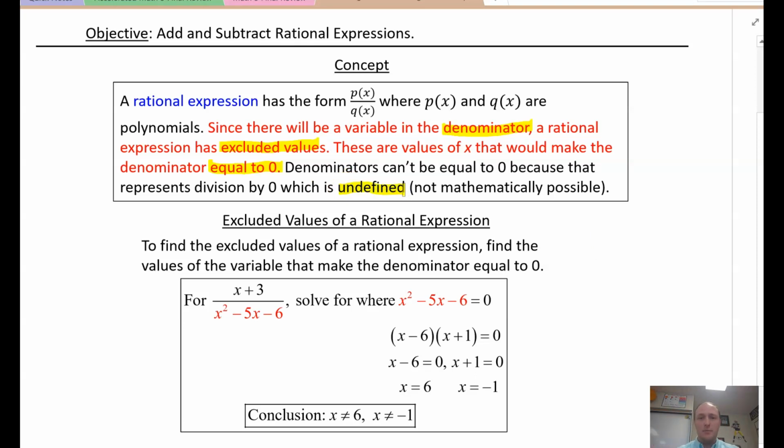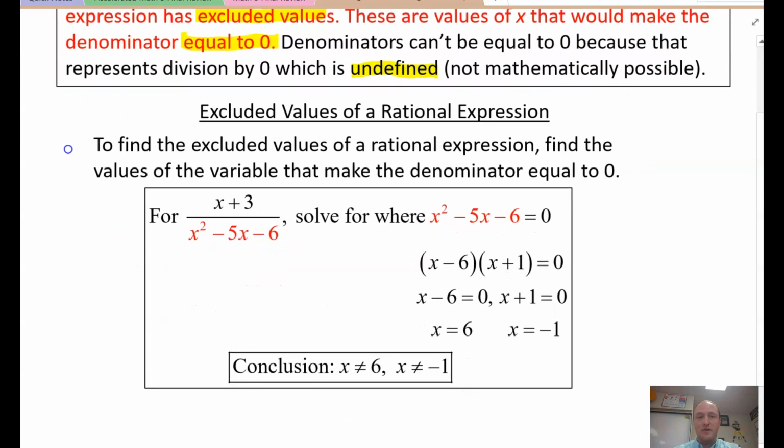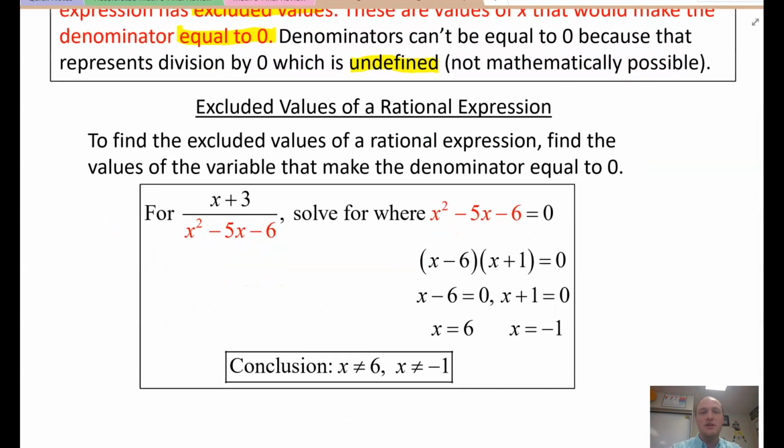So what are we going to do? Well, we are going to find what are called excluded values. Can you say that with me? Excluded. Okay, good. Now say excluded values. You're so good. Excluded values.